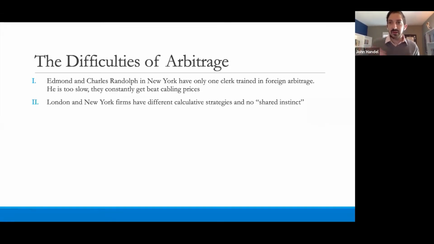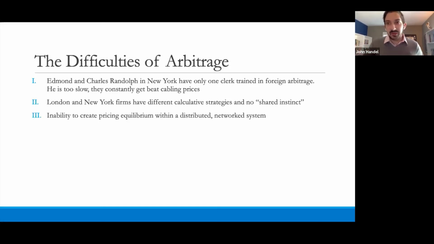The second one is that these two firms have no shared instinct, and they talk about this a lot. The London firm tends to chase market prices around, whereas the New York firm believes in a very scientific, small-grained, calculative approach to doing arbitrage. And it's not easy to set that up and to execute that similarly on both sides of the Atlantic.